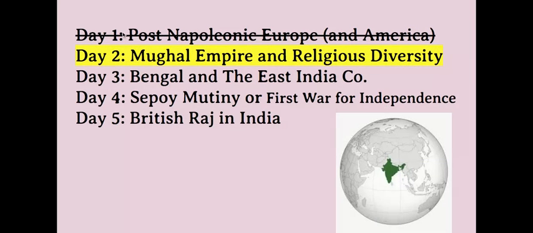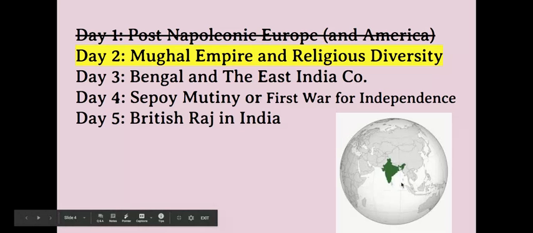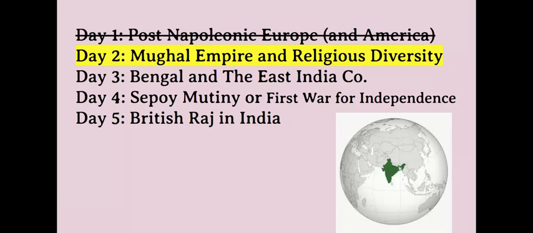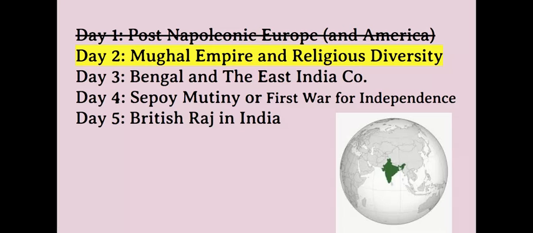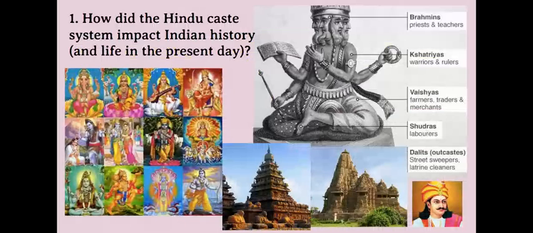So yesterday we were in post-Napoleonic Europe and America, and we're going to move now around the globe all the way to India. It may seem like events in India are totally unrelated to those of Europe and America, but they're actually pretty well united, as we are going to see as we move forward in Bengal, the East India Company, the First War for Indian Independence, and the British Raj in India. They are going to be connected via empires, especially the British Empire, as we move forward into the 19th century.